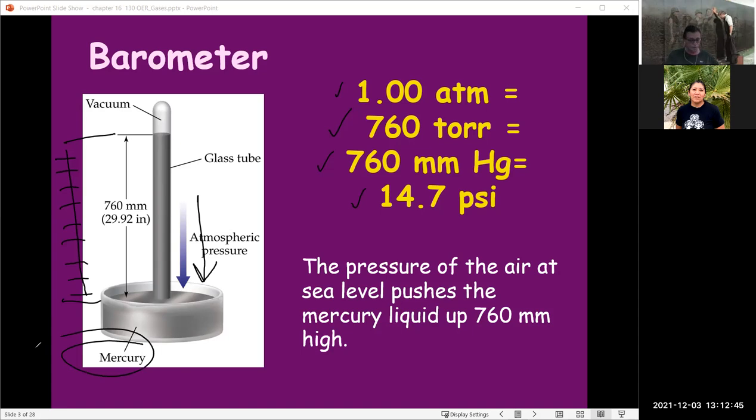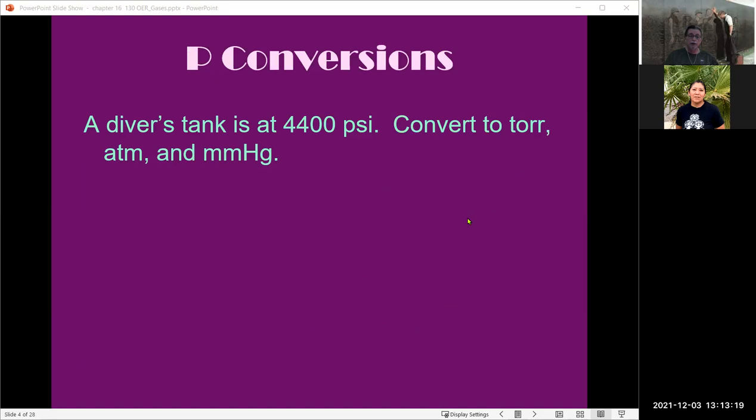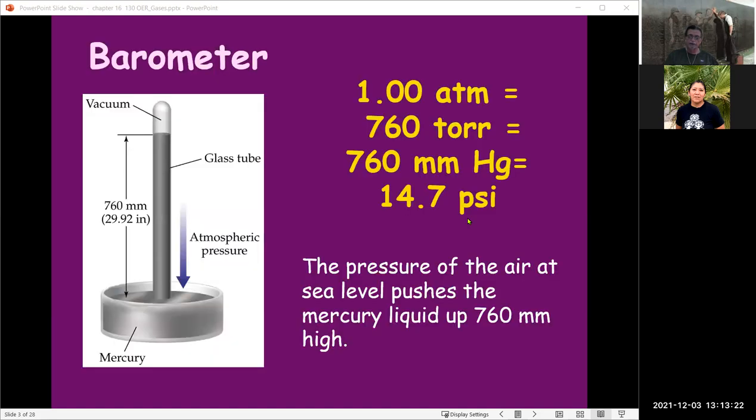Okay. Now we use mercury because mercury is a liquid metal. It's very dense. You can use any type of liquid to create a barometer. However, if we were to use water, the barometer would be about 32 feet long, simply because the density of water is much, much less than the density of mercury. So anyway, that's how we measure pressure, okay, using a barometer.